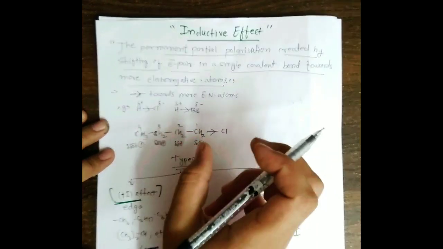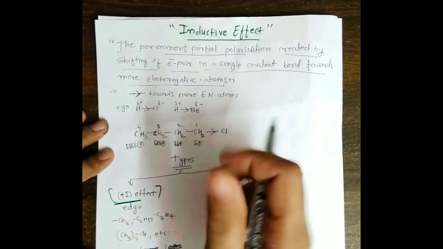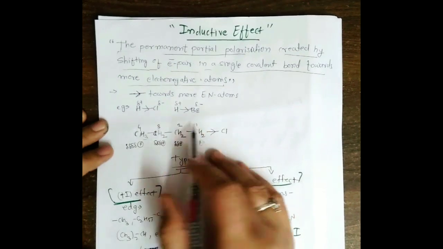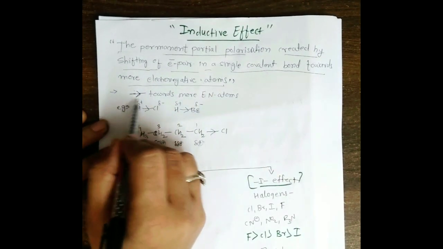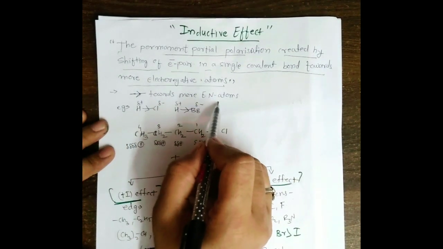मतलब जहाँ पे ज़्यादा इलेक्ट्रोनेगेटिव एटम होगा वो उस तरफ खींचने लगेगा कार्बन की तरफ से. ओके, एंड दिस इज डिनोटेड बाय दिस symbol towards more electronegative atoms.